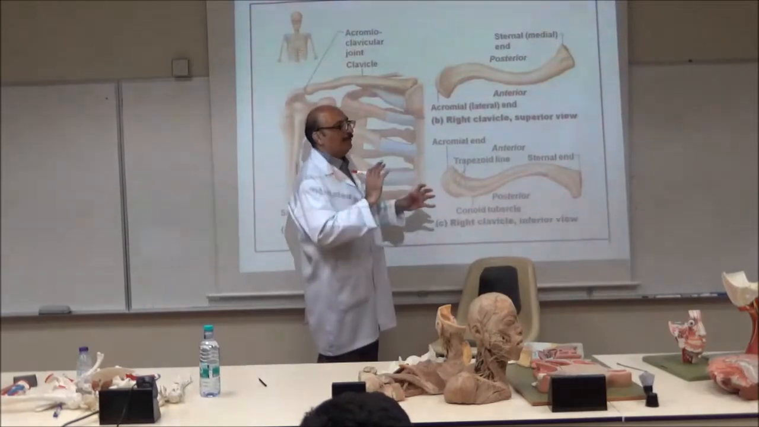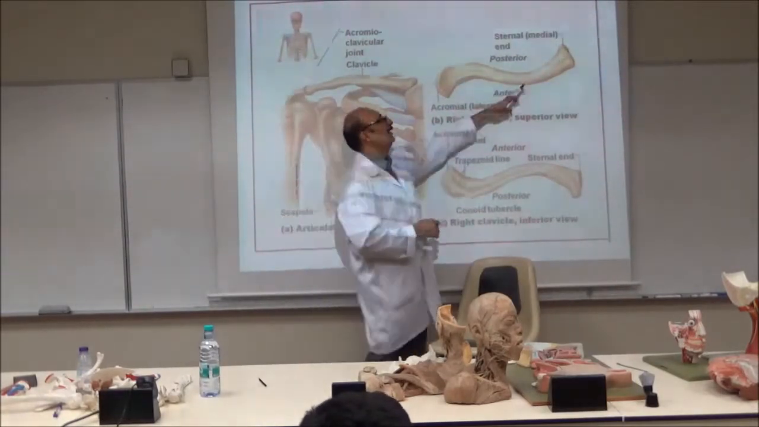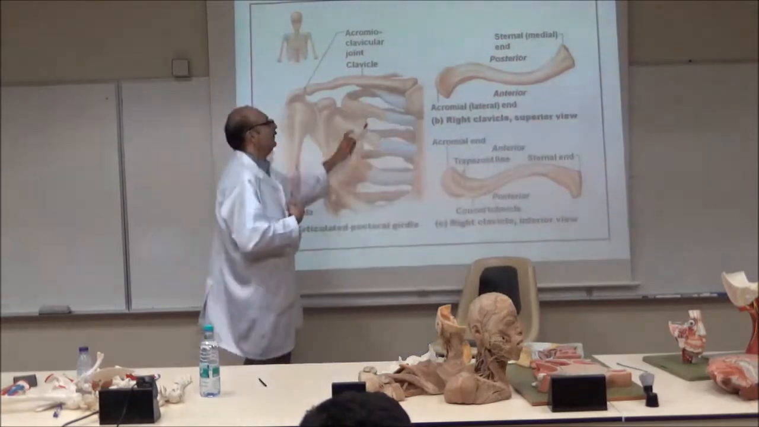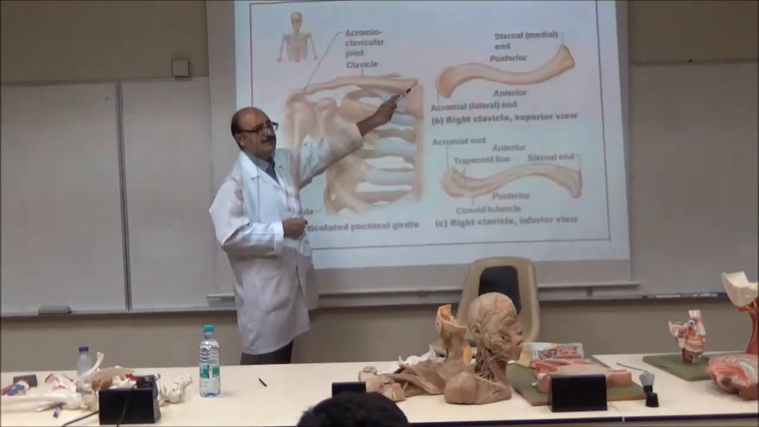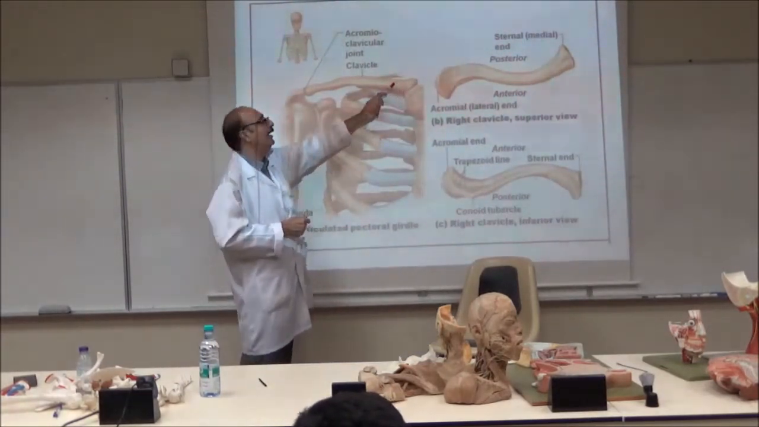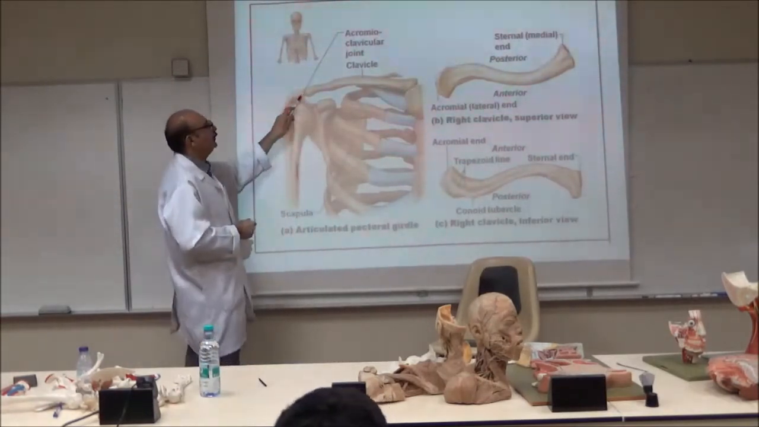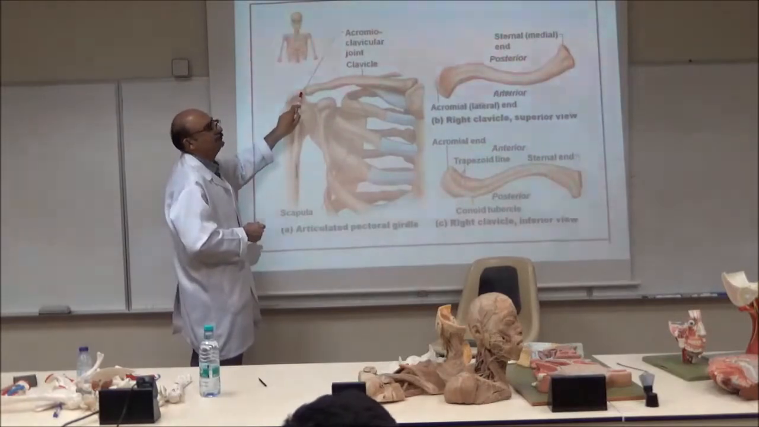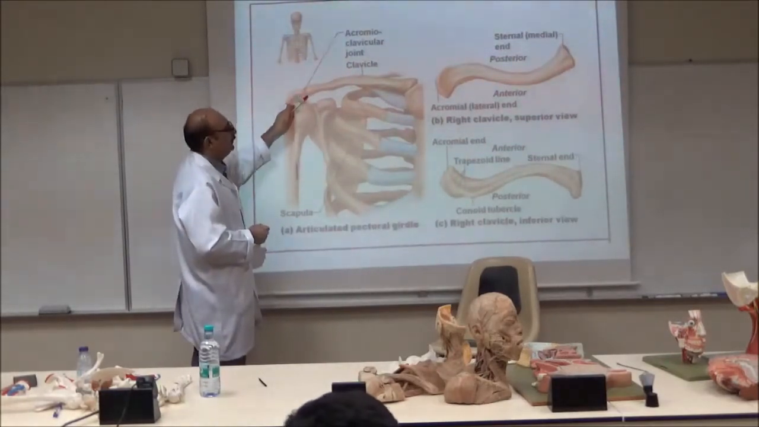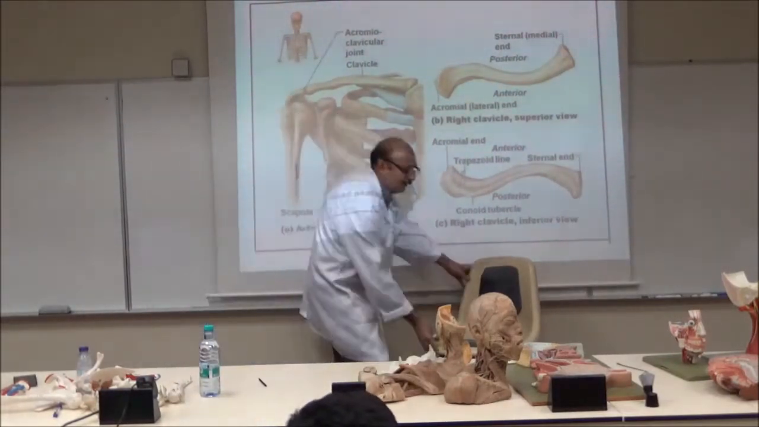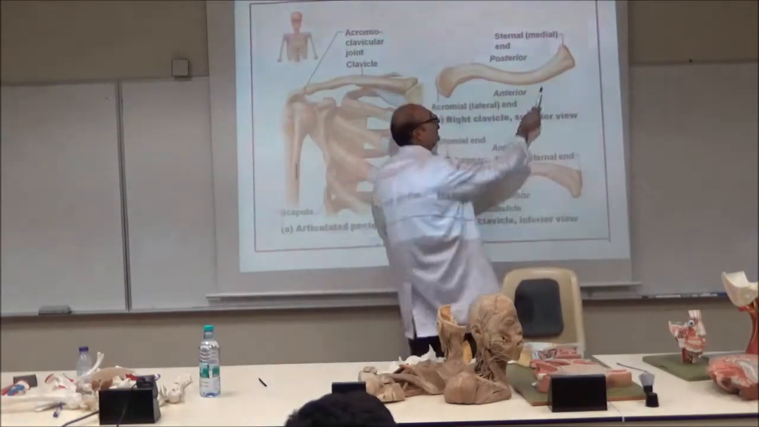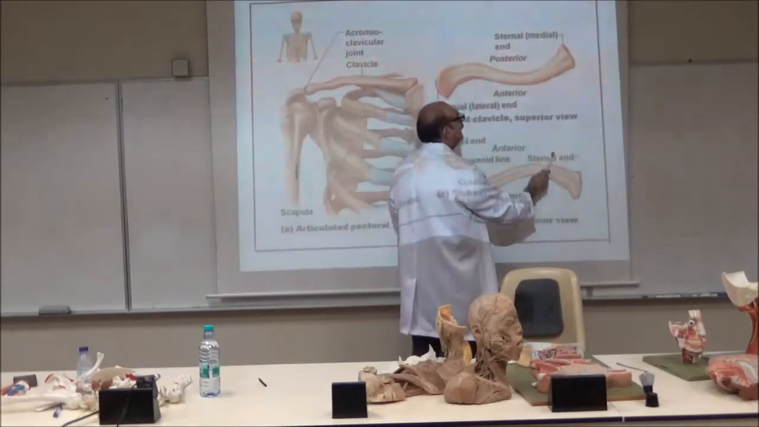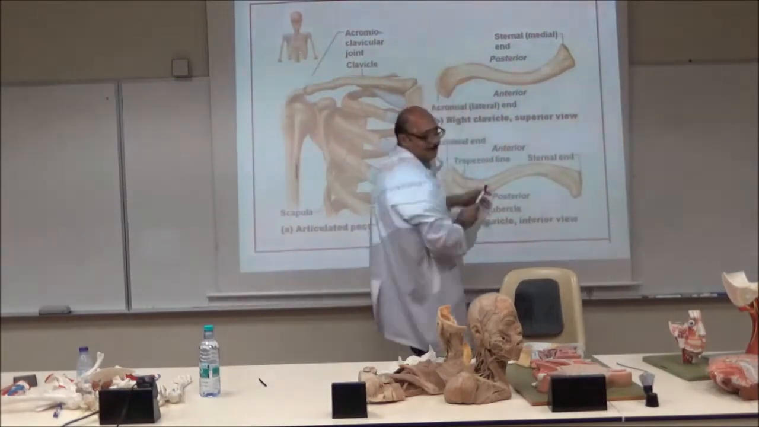So, what is the medial end? This is the medial end, or the sternal end, because it's joined with the sternum here. Sternoclavicular joint. Here it is joined with the acromion process of the scapula. So acromioclavicular joint. This is the medial or sternal end. This is the flat end.